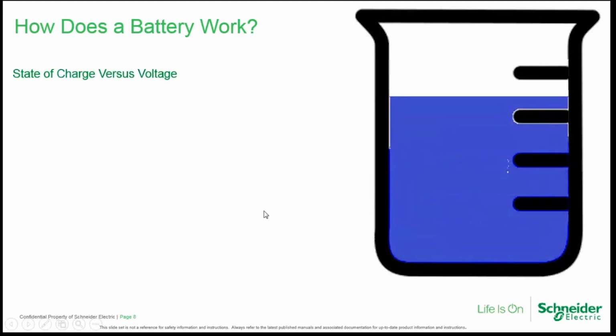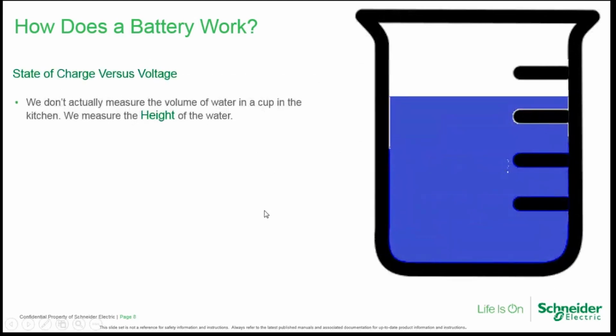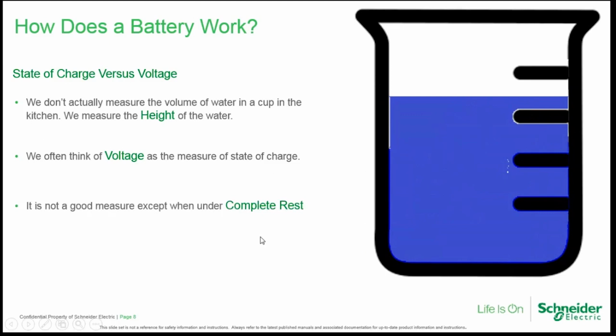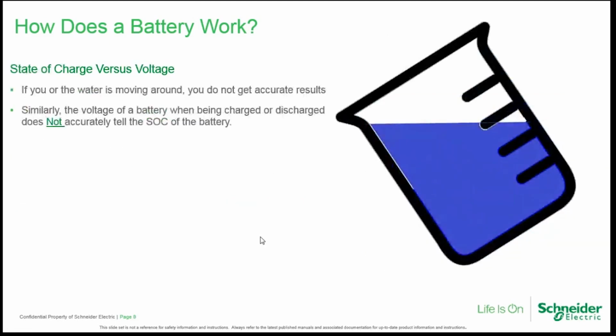But if you think about it, we don't actually measure the volume of things, say, in the kitchen. We measure the height of the things in this piece of technology called the measuring cup, right? So we're measuring height, not volume. And so we get used to using this voltage thing as a measure of how much you actually have in there. And that's not a good measure except under complete rest. And on a battery, that means you can't be charging it and you can't be discharging it. Because if you're shaking it around like that, that measure is no longer accurate. It doesn't accurately tell you the actual state of charge of the battery at this point.